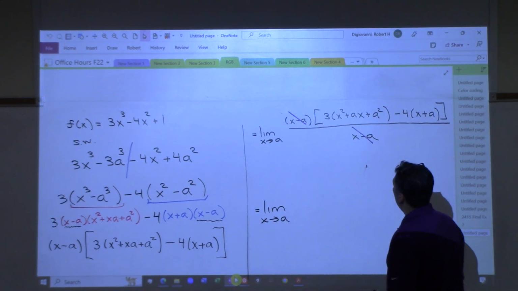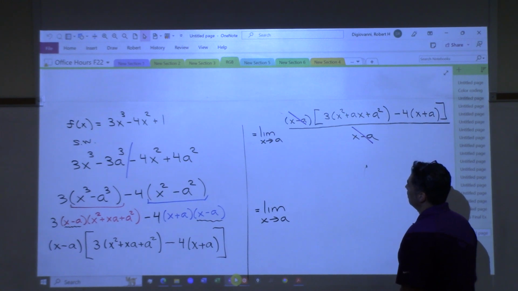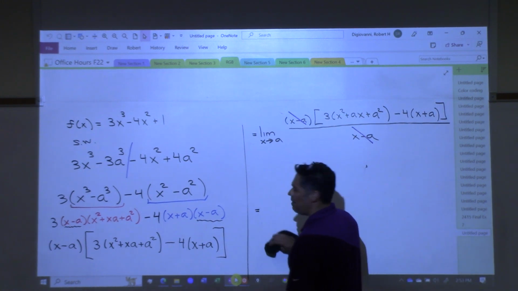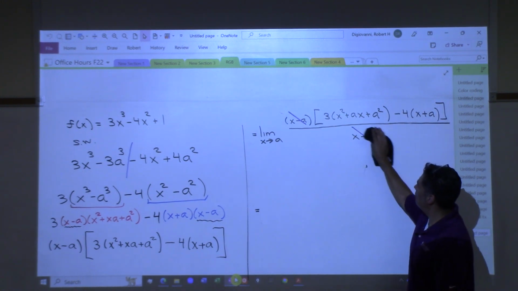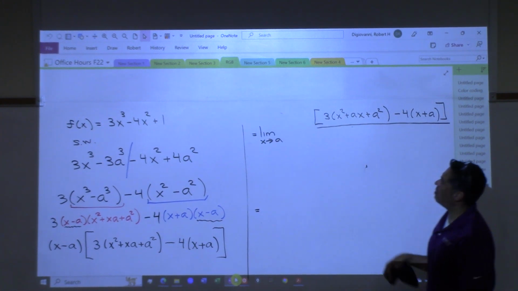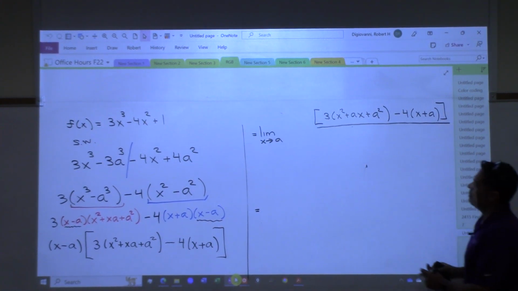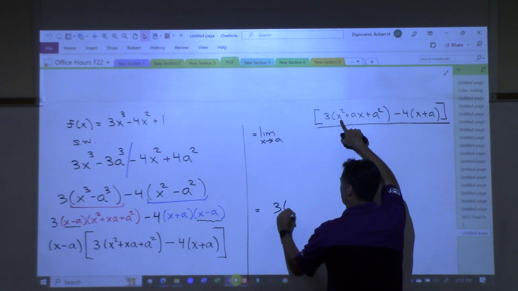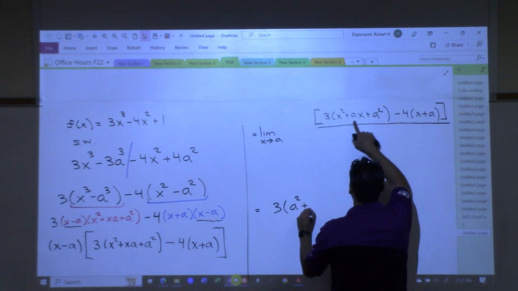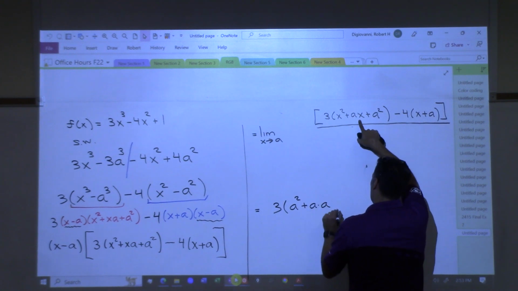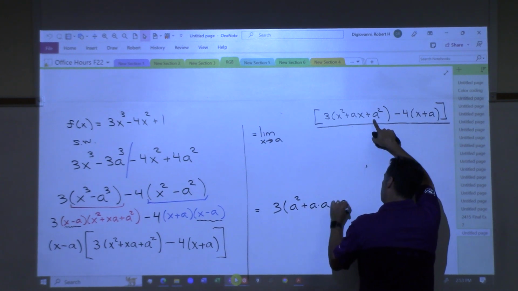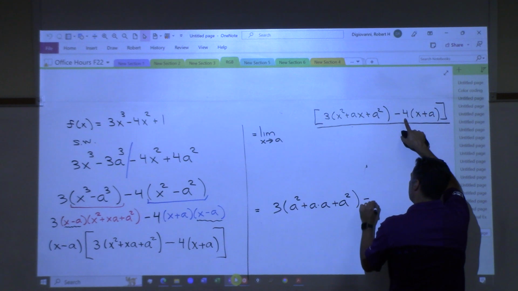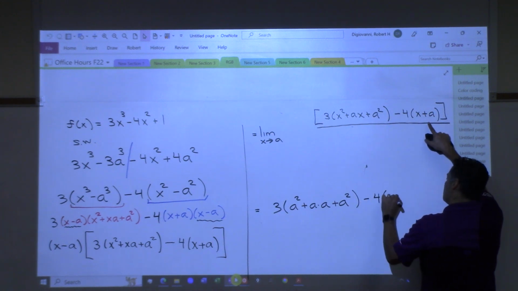All right. Well, yeah. You know what? Can I just do it? Can I do the limit now? Can we just imagine these are gone, gone, gone, and now let x go to a? So I will have 3 parenthesis, x is going to become a. So a squared plus a times a plus a squared. All of that. Then minus, then over here 4, and this is going to be a plus a.